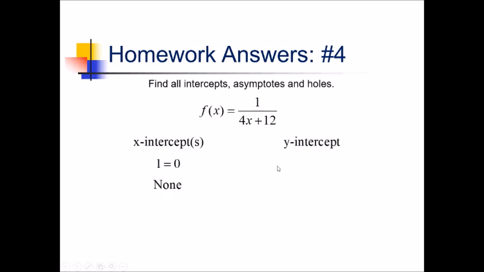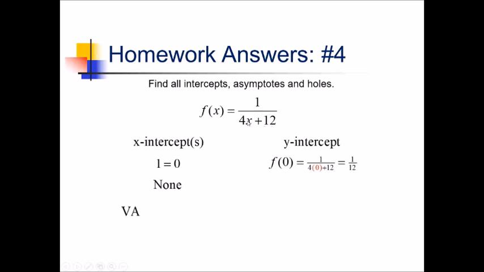All right, so for y-intercepts, we want to make x equal to 0 and plug that into the original. So 1 over 4 times 0 plus 12. This first term here just zeroes out, so this just gives me 1 over 12. So that's my y-intercept.